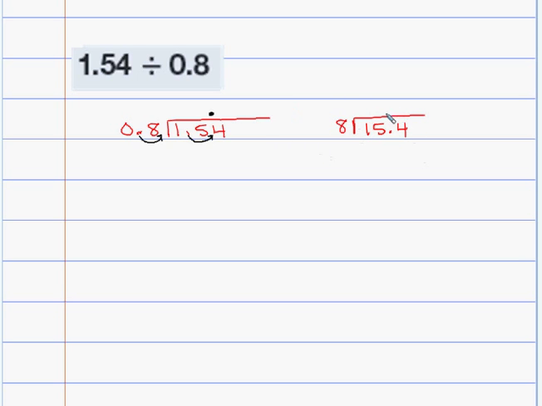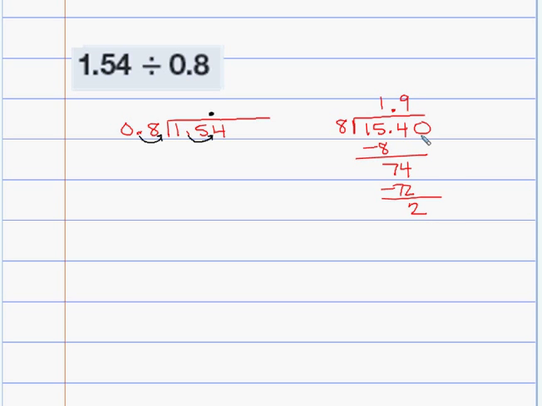Let's start dividing. I'll put my decimal up in the quotient right now. 8 goes into 15 one time. I subtract, I get 74. 8 goes into 74 9 times. That would be 72. Okay, now at this point, remember I've started a decimal on my quotient.